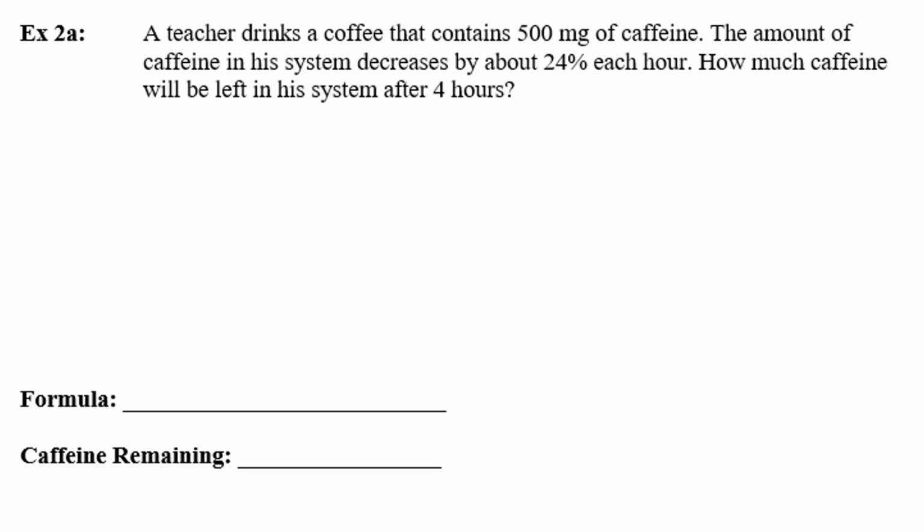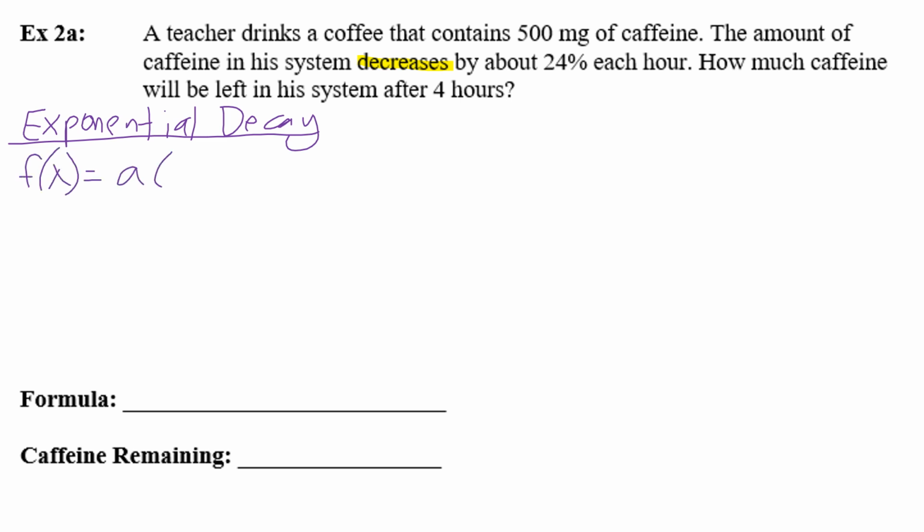Okay, so we know we're either dealing with exponential growth or exponential decay. So we're looking for a word that'll tell us which one to use. The word here will be decreases, which tells us we're going to want to use exponential decay. So we'll start there. And we'll write down the formula, which is f of x equals a times the quantity 1 minus r raised to the x. Okay, so in the first line, they want us to write down the formula.